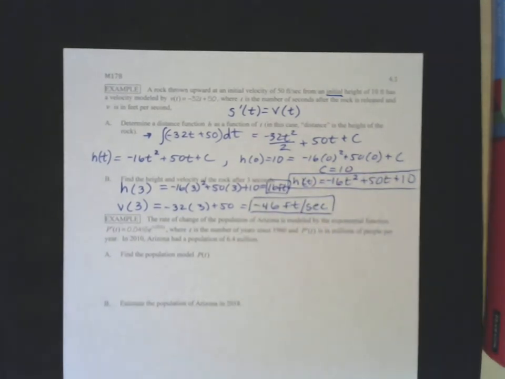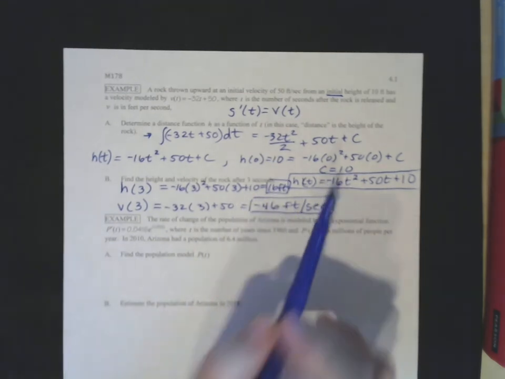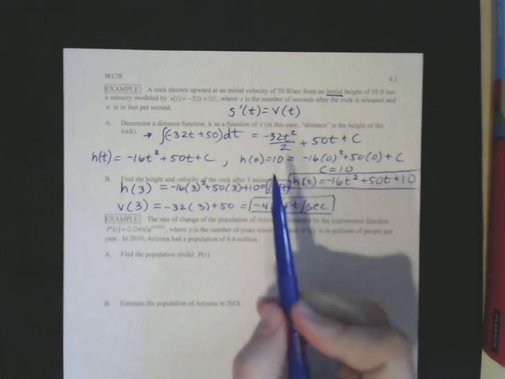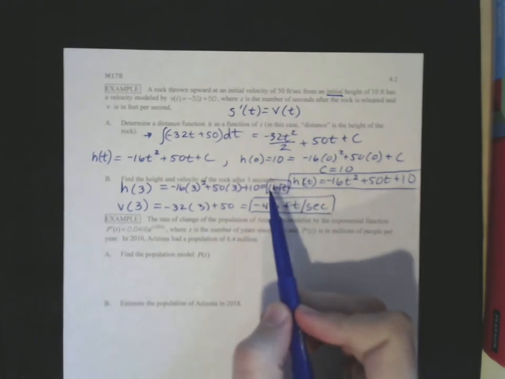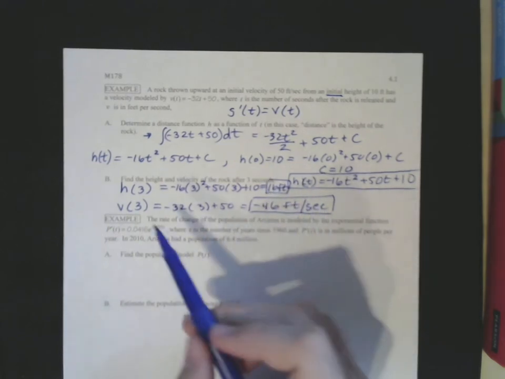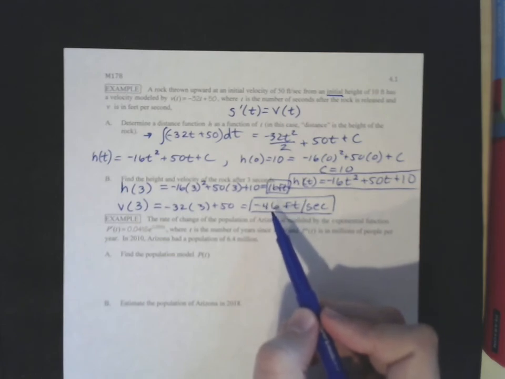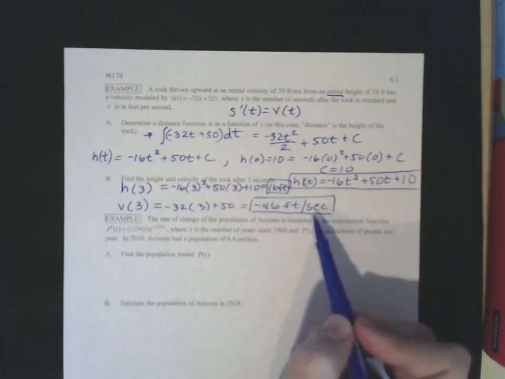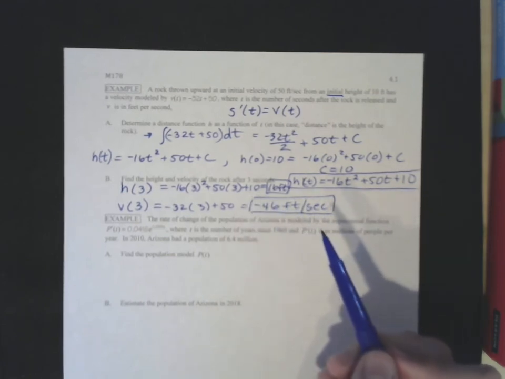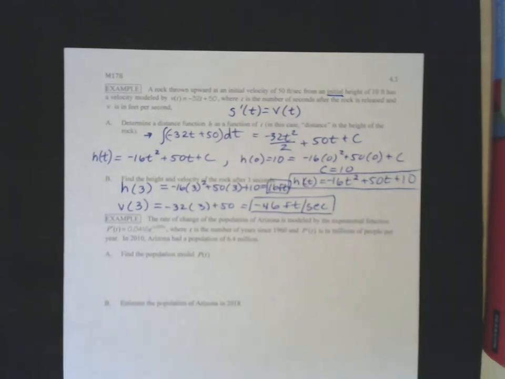And a classic part C to this kind of problem would be interpret the results, or maybe I could have written interpret here as well. And so you can say, okay, at 3 seconds, the rock is 16 feet in the air, and it's falling at a rate of 46 feet per second. Because remember, when the velocity is negative, it means it's going either backwards from where you started, or in this case, since we're going up, it should be falling down. So this means we're falling down at a rate of 46 feet per second.